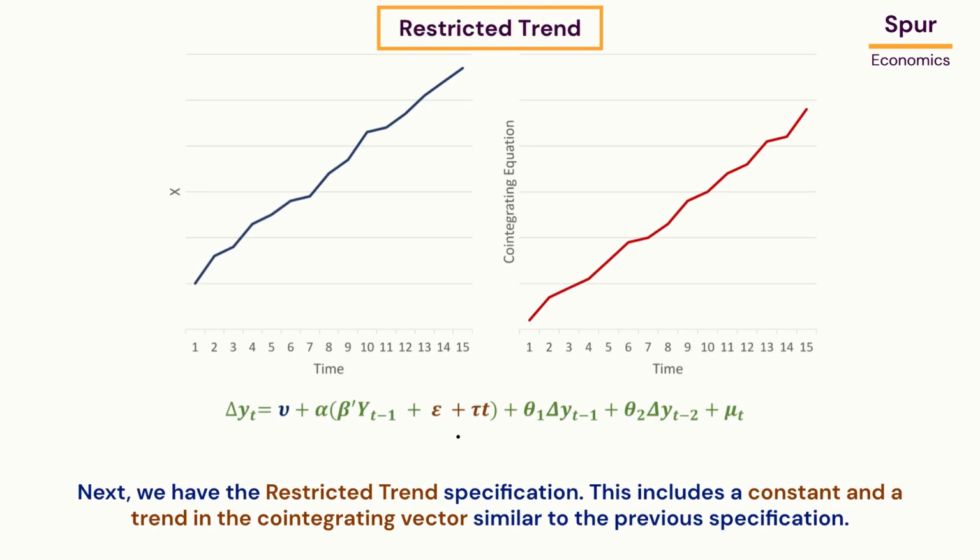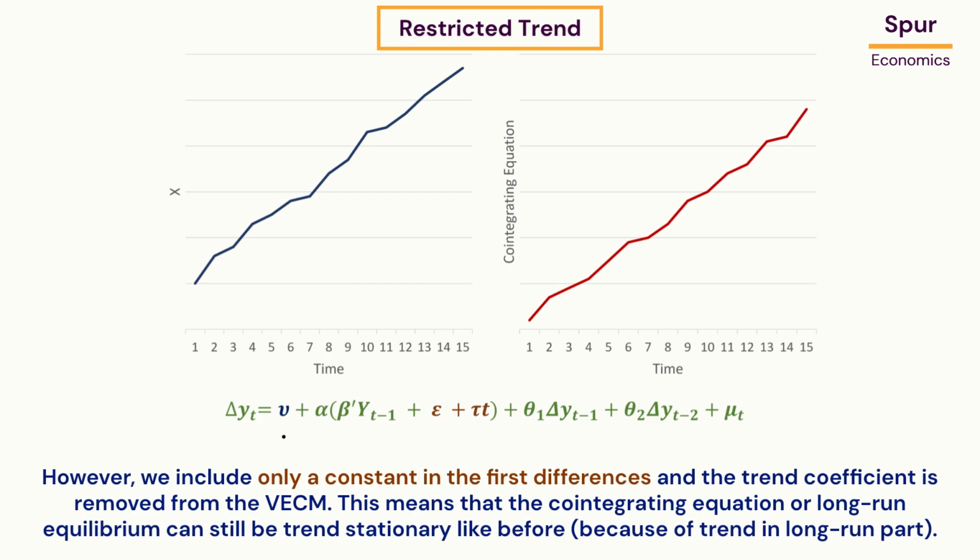Next, we have the restricted trend specification. This includes a constant and a trend in the cointegrating vector similar to the previous specification. However, we include only a constant in the first differences and the trend coefficient is removed from the VECM. This means that the cointegrating equation or long-run equilibrium can still be trend stationary like before.